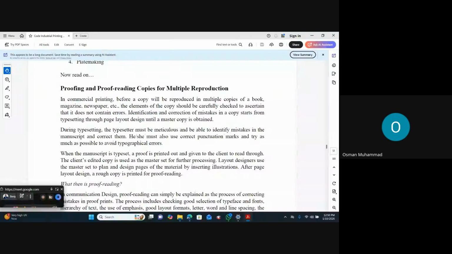During typesetting, the typesetter must be meticulous and be able to identify mistakes in the manuscript and correct them. He or she must also use correct punctuation marks and try as much as possible to avoid typographical errors. When the manuscript is typeset, a proof is printed out and given to the client to read through. The client edited copy is used as the master.